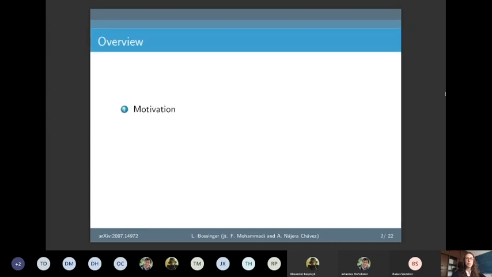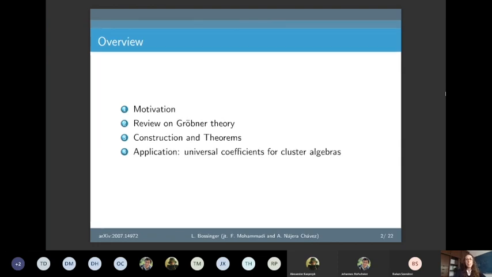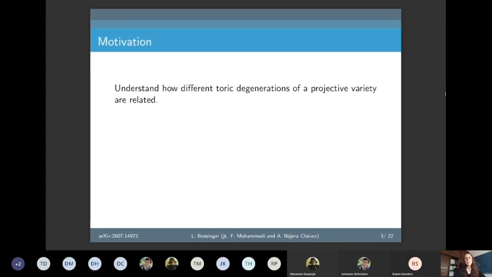So I'm going to start with a short overview. I will give you a quick motivation for why we studied these kinds of Gröbner degenerations. I will review a bit of Gröbner theory. I don't assume you're an expert on that particular subject. Then I will give you our main construction and the results. And lastly, I will explain an application that has to do with universal coefficients for cluster algebras. Okay, so let's get started.